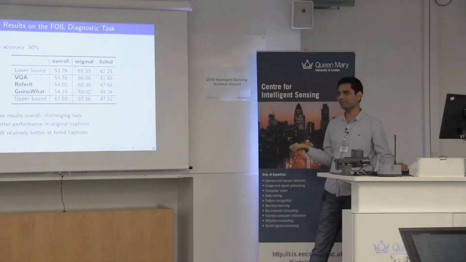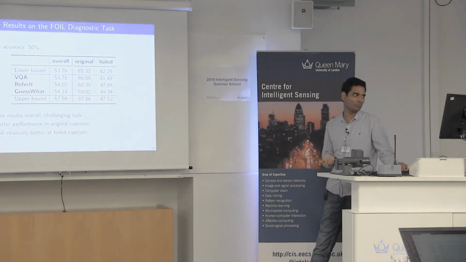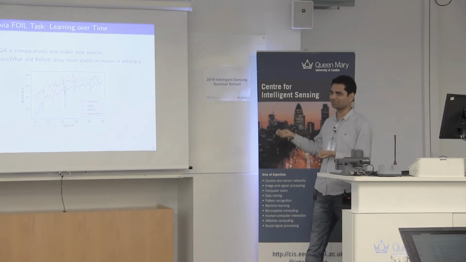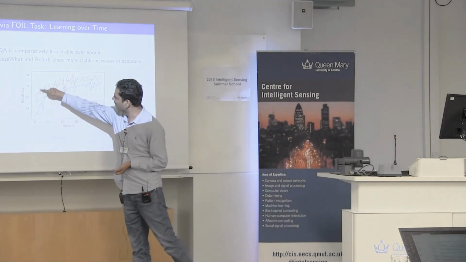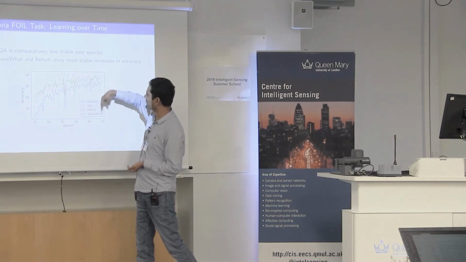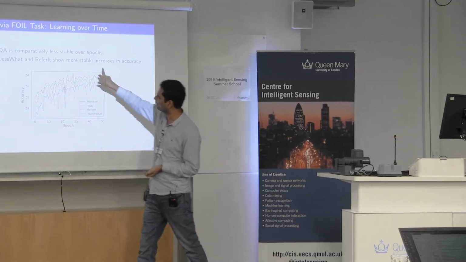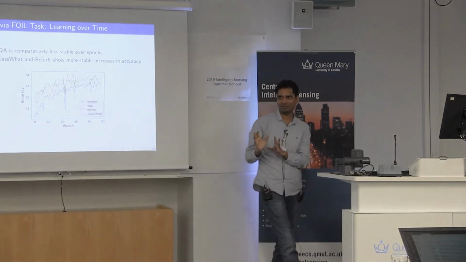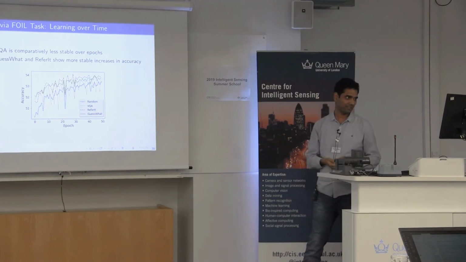Then we thought that maybe this overall performance is not a good indicator. We looked at how much time it needs to get that much information, basically the number of epochs to reach the optimal performance. Interestingly, VQA keeps fluctuating every time, so it's not stable compared to the guess what and the refer it, which are sort of stable. So those tasks have some information which is comparatively better than VQA.